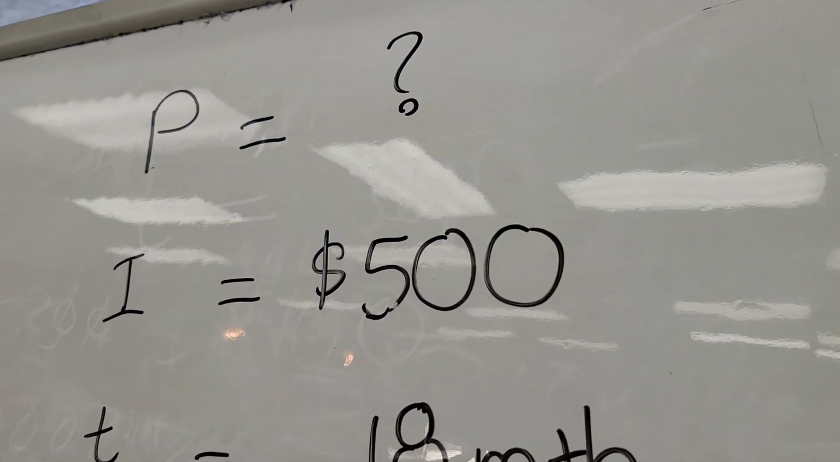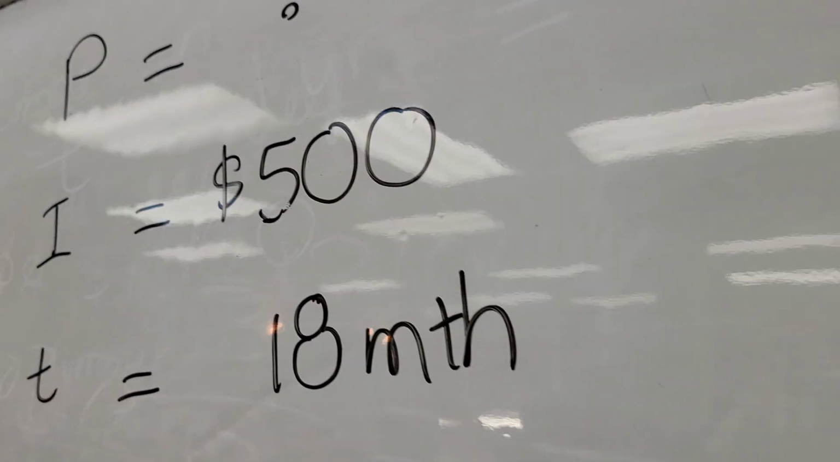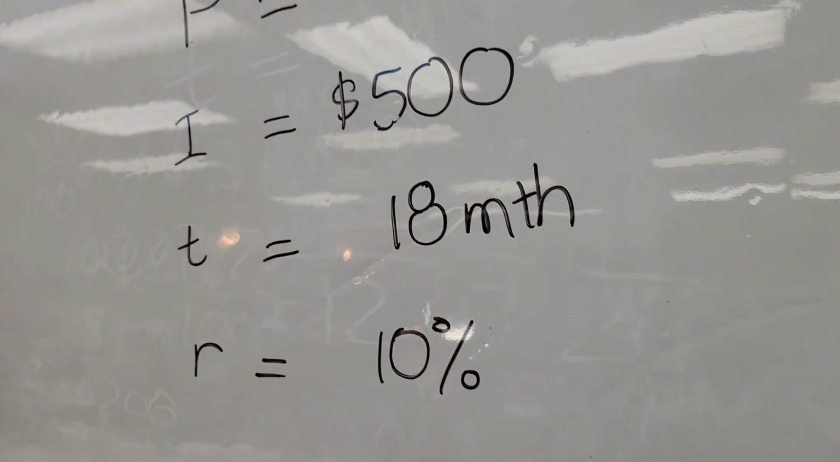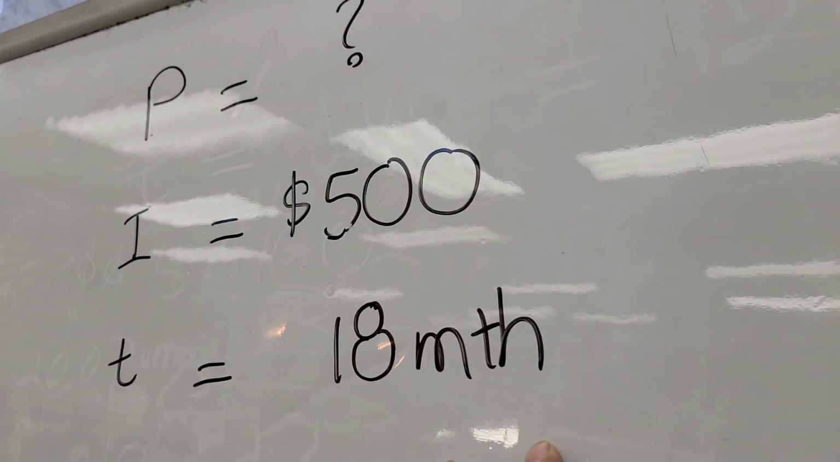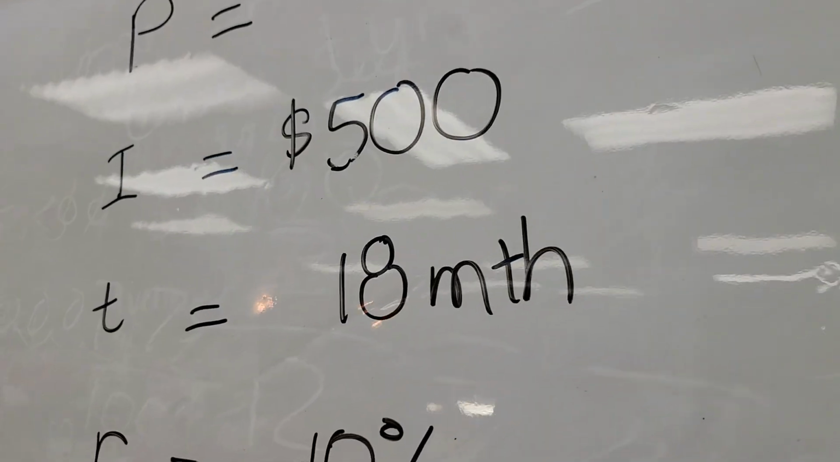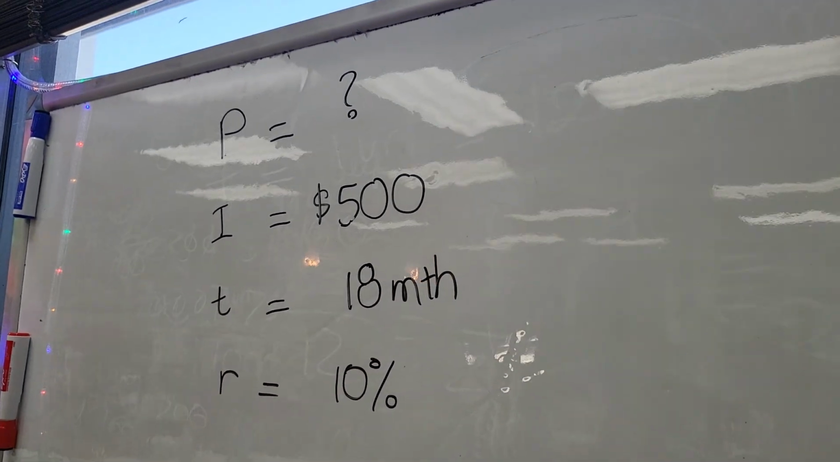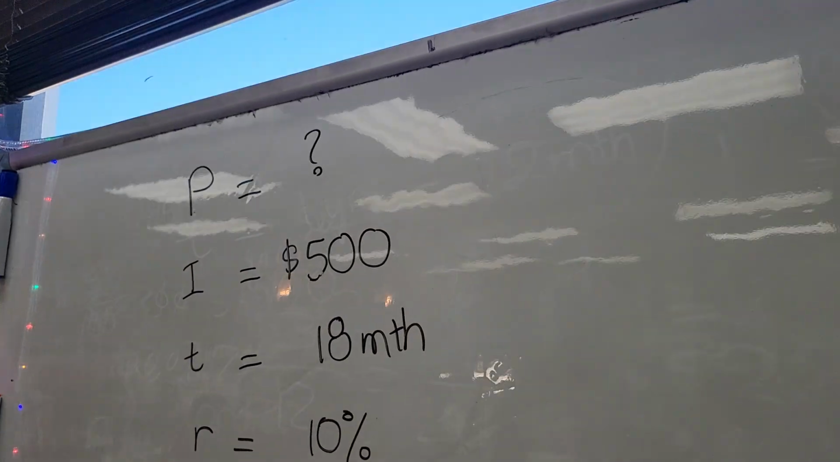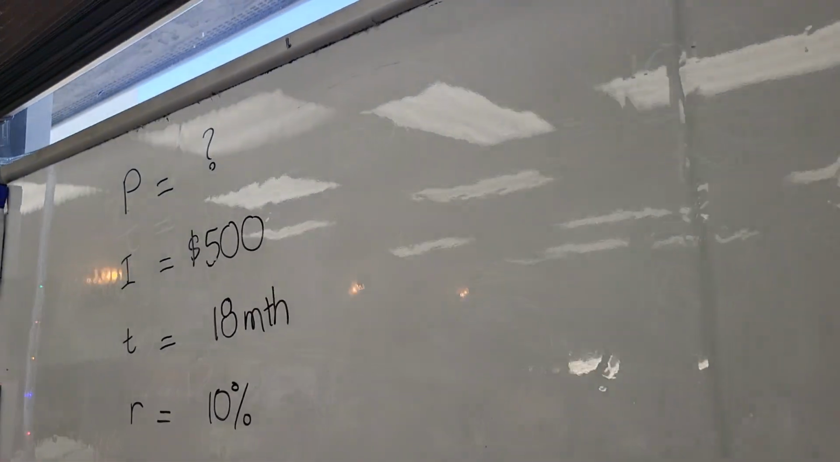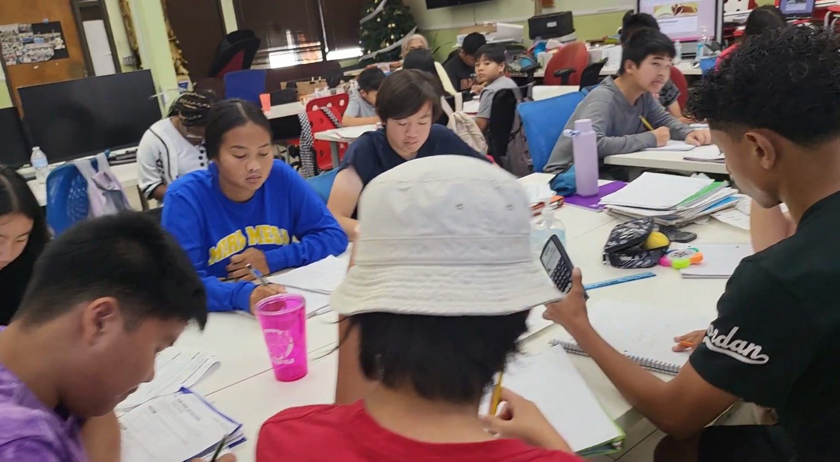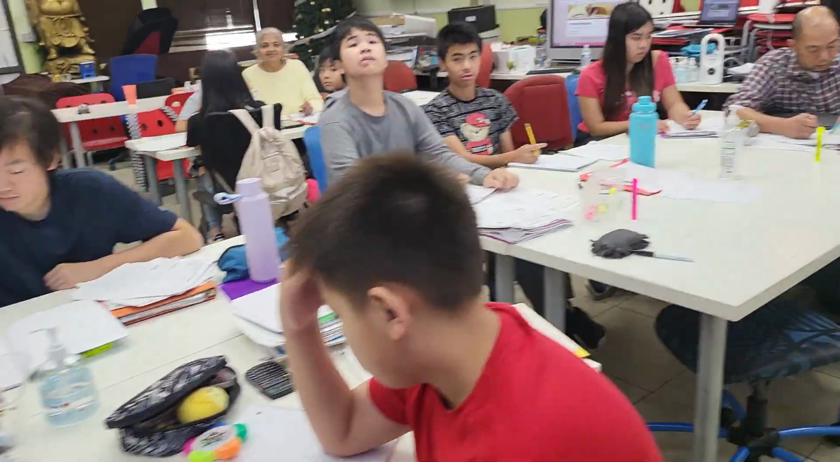I forgot how much money I put in my principal, but I put it into my Vanguard mutual fund. After 18 months, they give me $500, and they give me a good rate of return, 10%. So I want to know how much money I put in 18 months before. So help me. I forgot the money. Do it right now, guys. Go ahead. Good luck. Okay, who gets it first?